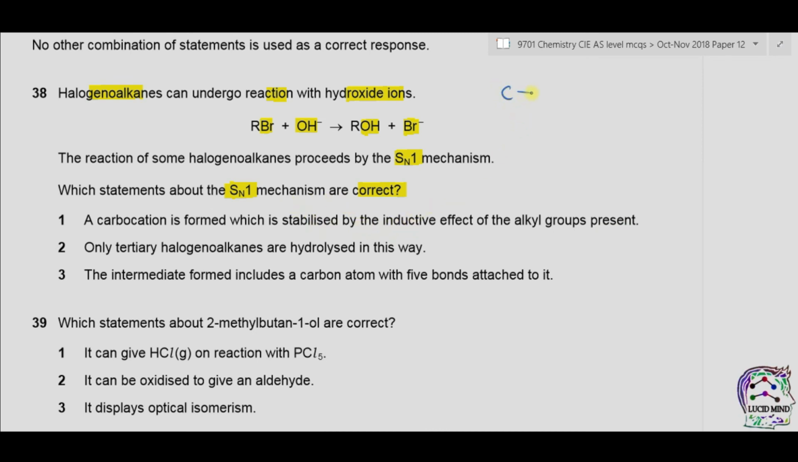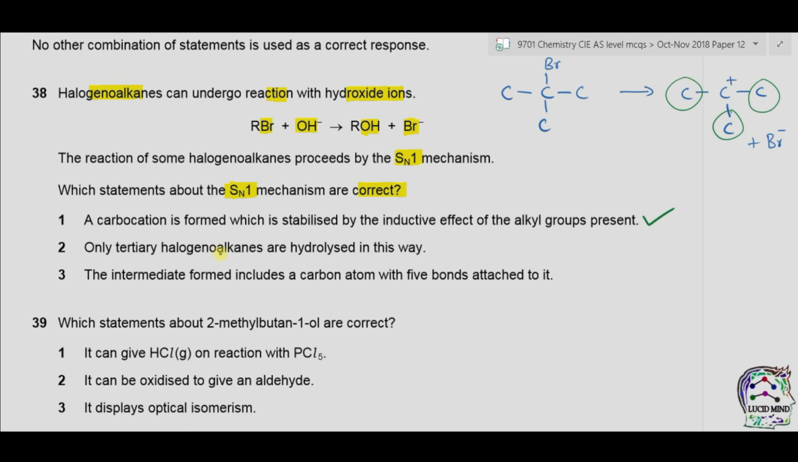In tertiary halogenoalkanes, the carbon atom having halogen is attached to 3 carbon atoms directly. Now what happens? First, carbocation is formed. And in heterolytic fission, bromine atom is lost. Now this carbocation is stabilized by these methyl groups, as methyl groups have positive inductive effect by which they donate their electrons to this carbocation to make it stable. So statement 1 is correct.